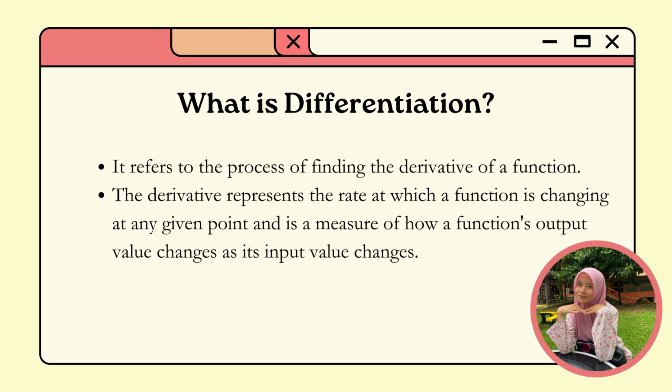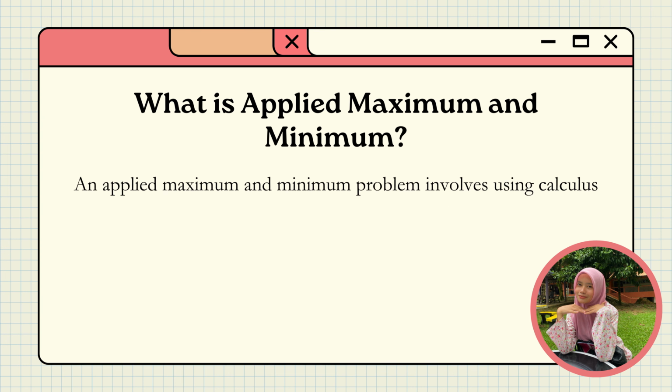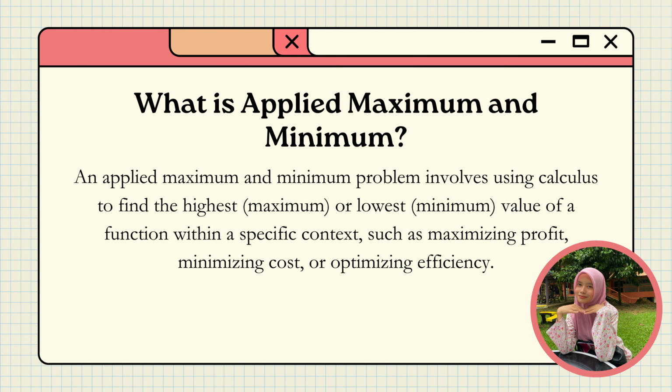Now, let's look at some real-world applications of differentiation. One important application of differentiation is in solving applied maximum and minimum problems. This problem involves using calculus to find the highest or lowest value of a function within a specific context, such as maximizing profit, minimizing costs, or optimizing efficiency. By finding these critical points, we can make informed decisions in various practical scenarios.